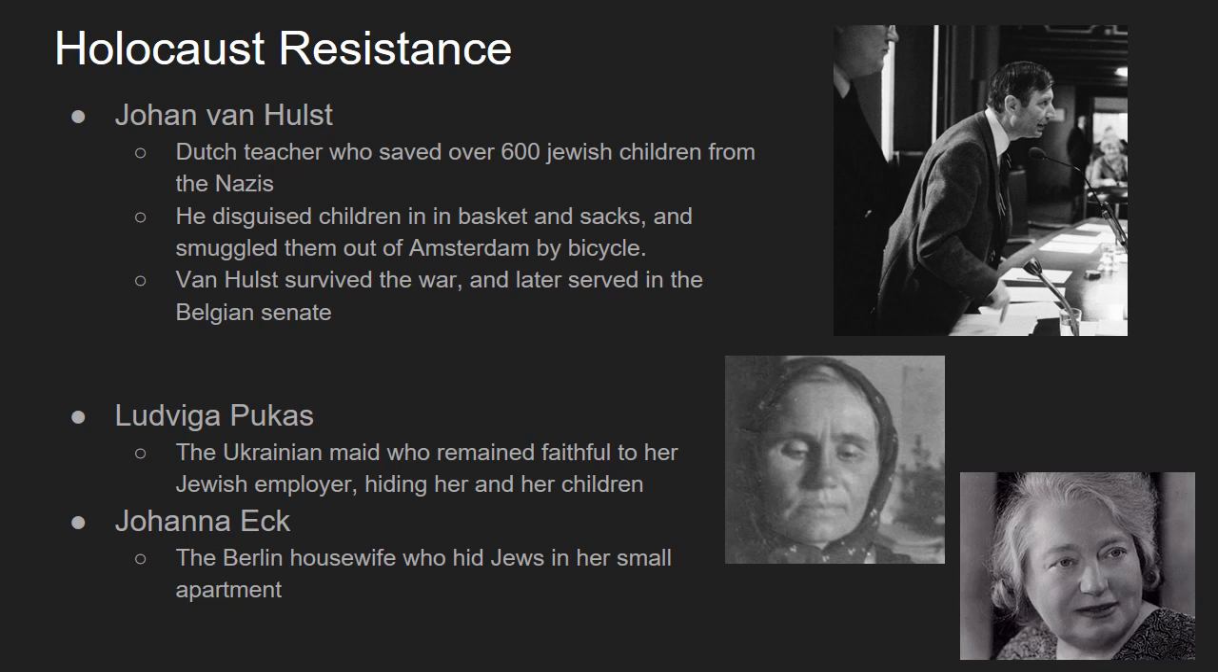There are also people like Ludwika Pukas and Johanna Eck who maybe didn't save hundreds of people, but who, on a much more personal scale, saved their friends and neighbors. So Pukas was a Ukrainian maid who sheltered her Jewish employer and her children. The mother of those children was eventually found by the Nazis, but the children lived through the war. Johanna Eck was a Berlin housewife who hid Jews in her little apartment, people who had been her friends and neighbors prior to the war.